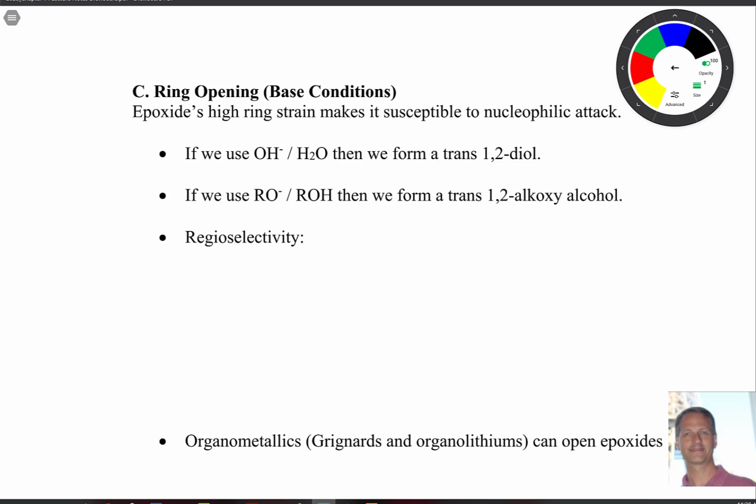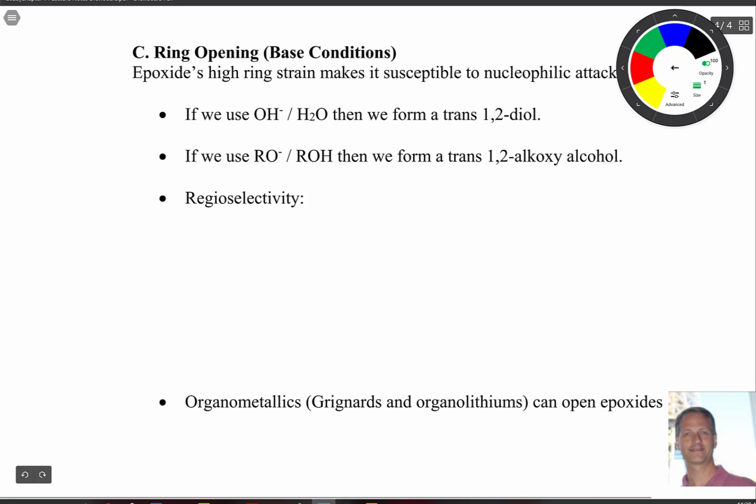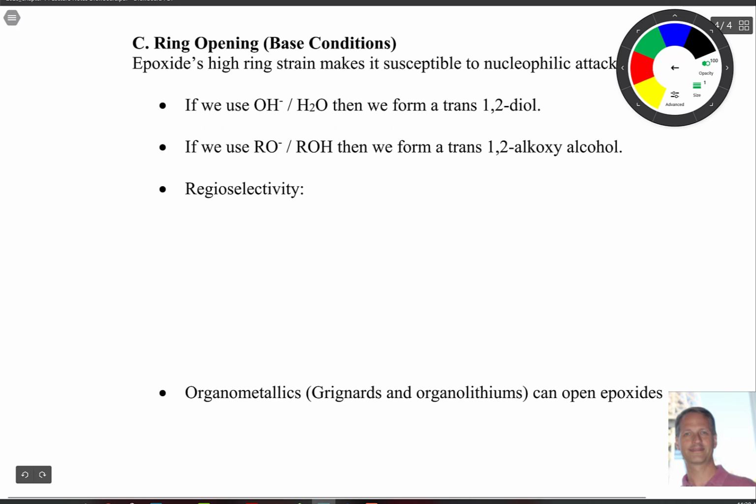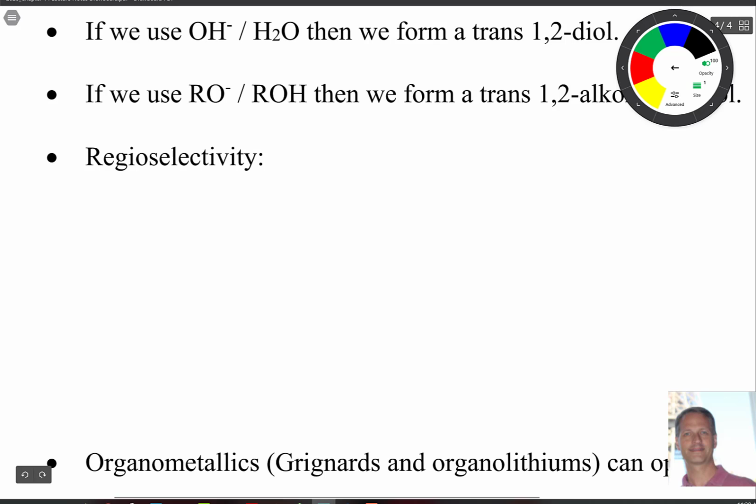Now, let's take a look at it. So depending on what we use, an OH minus, you get diols. If you use an RO minus, then you get an alkoxy alcohol. But the mechanisms are going to be the same. So let's take a look at it down below, and we'll do kind of two flavors of it.